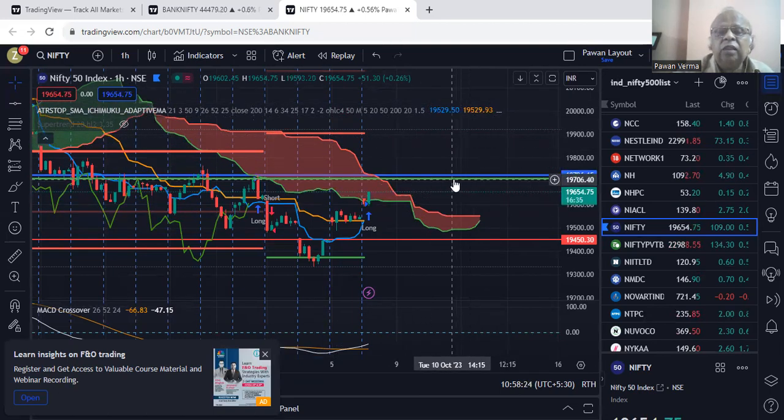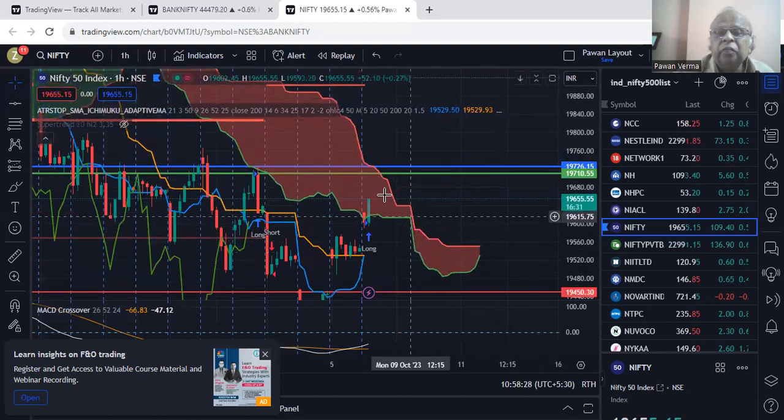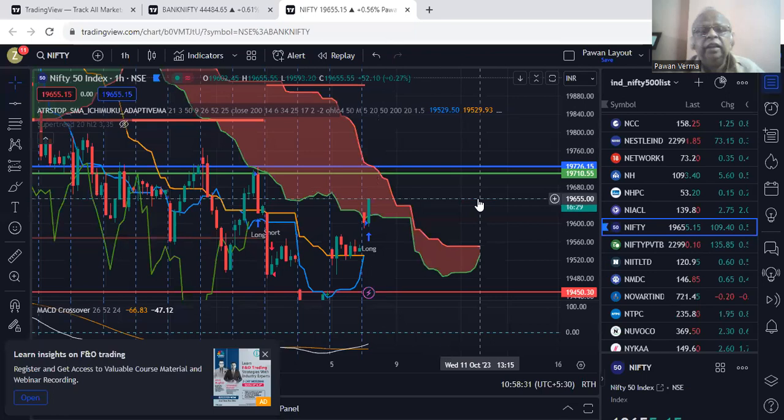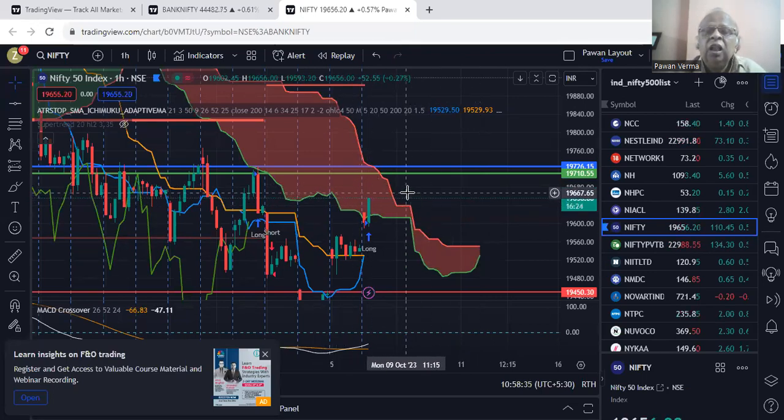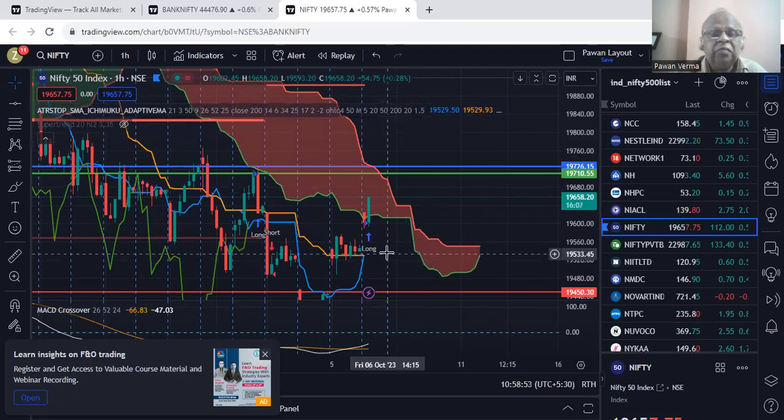So this is the target, 19,726, and 19,710 is the trigger line. As and when the stock trades above this line, we will get further continuation of the trend that we have just found. So the entry level is this one. Quite natural. This is the entry level.